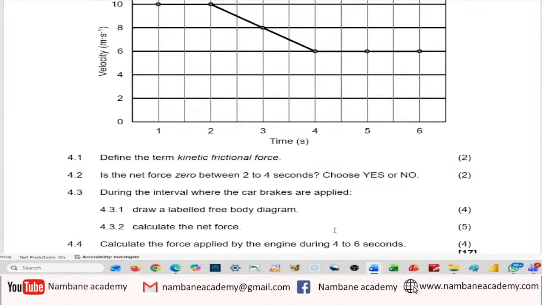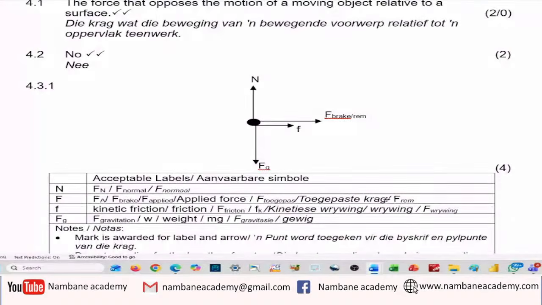So if we go to question 4.3.1, learners were asked to draw a labeled free body diagram. Remember, the car was moving westward. Then the free body diagram will have the normal force, gravitational force, frictional force, and the applied force, or the force of the brakes opposing the motion of the object. Because initially the car was moving westward, we expect the frictional force and the force of the brakes to go east or to the right.